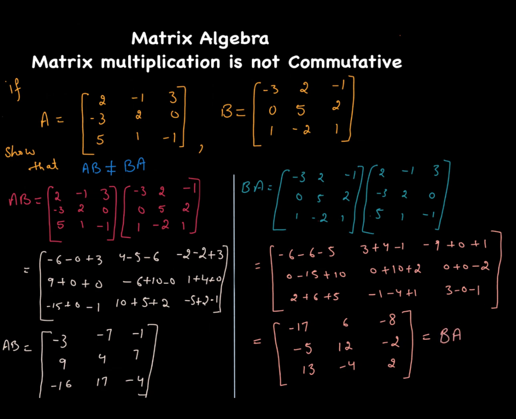Now if you look carefully, the product of A times B is not the same as B times A. So those are two different matrices. So that tells us matrix multiplication is not commutative. That means A times B is not equal to B times A.